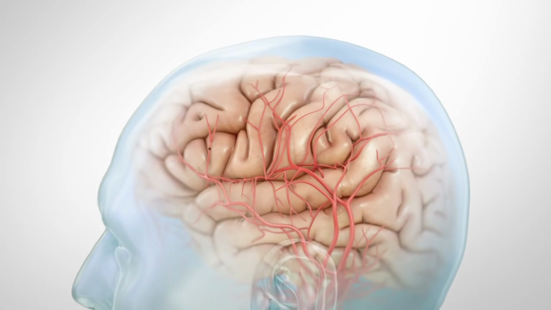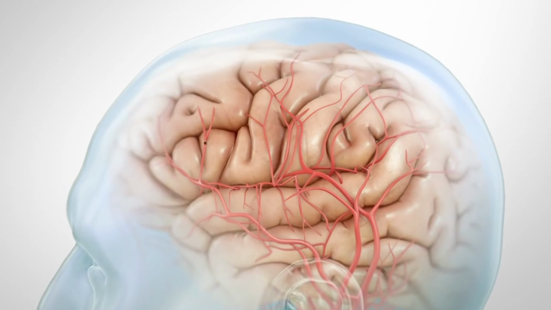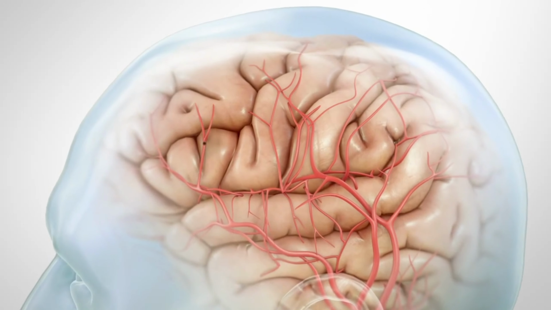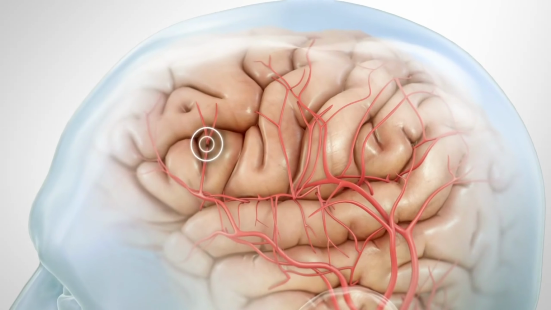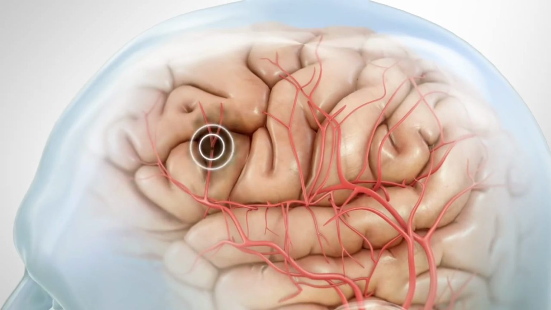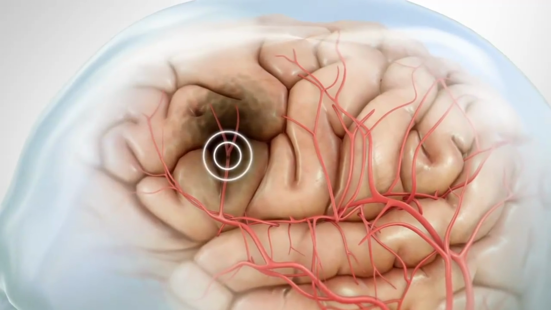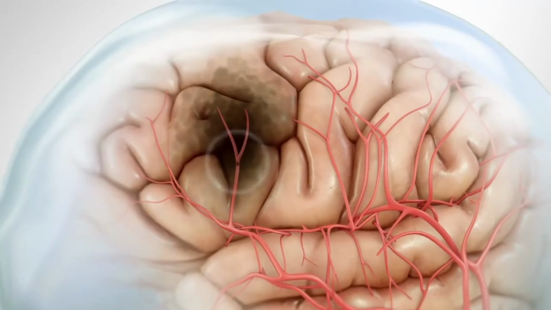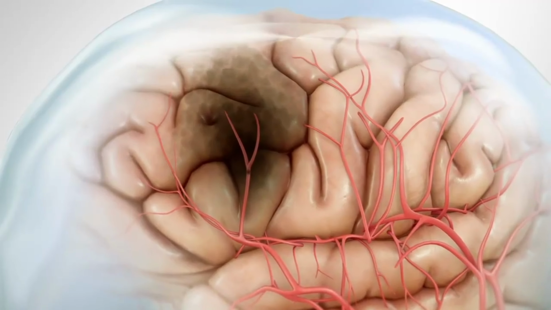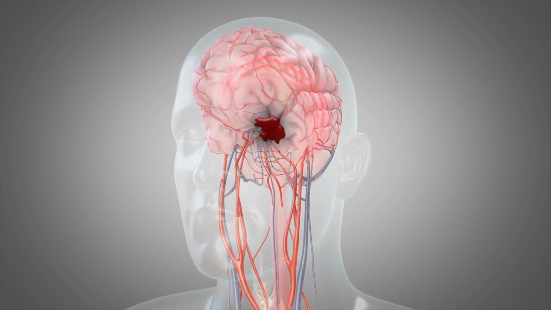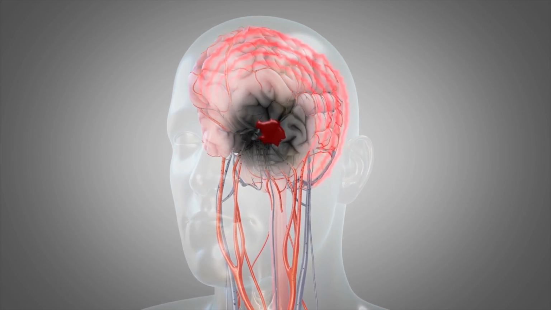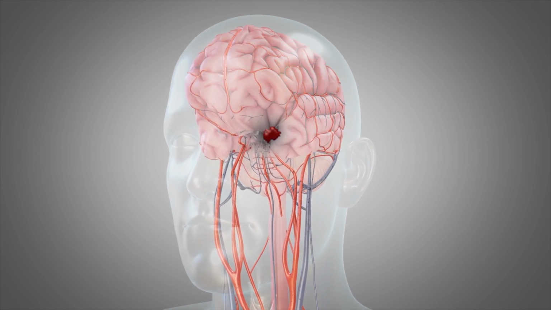We define stroke as sudden onset of focal neurological deficit, focal loss of brain function due to disruption of blood supply of the brain. And most commonly, stroke happens due to a blood clot blocking the blood supply of the brain. This kind of stroke is known as ischemic stroke. Another form of stroke is when one of the arteries in the brain ruptures, causing brain hemorrhage, and this is known as hemorrhagic stroke.